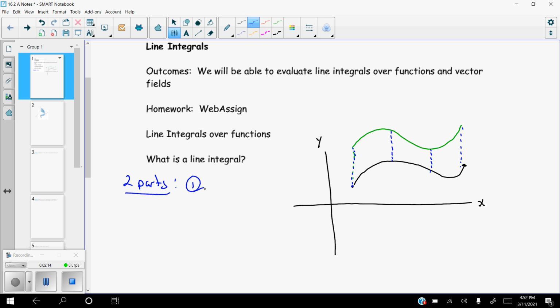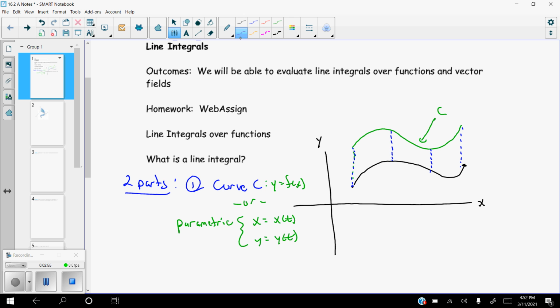One is that you have to have a curve C, and we are going to label the green part C. And it can be defined as some kind of a function of x, or it can be defined parametrically, which is actually the way we're going to do these things. And so we would have x being some function of t, and y is going to be defined as some function of t.